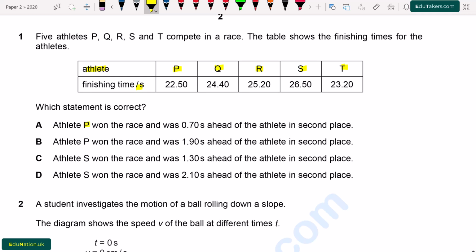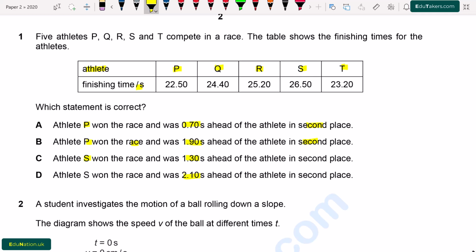A. Athlete P won the race and was 0.70 second ahead of the athlete in second place. B. Athlete P won the race and was 1.90 second ahead of the athlete in the second place. C. Athlete S won the race and was 1.30 second ahead of the athlete in the second place. D. Athlete S won the race and was 2.10 second ahead of the athlete in the second place.